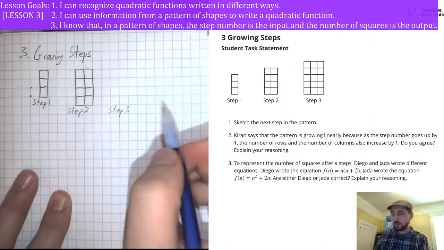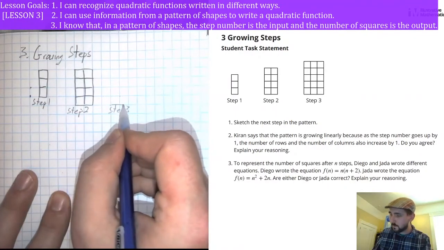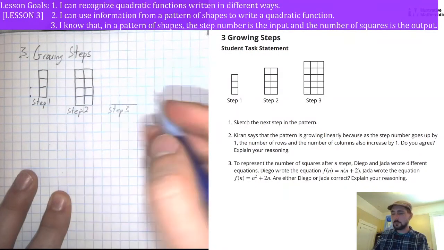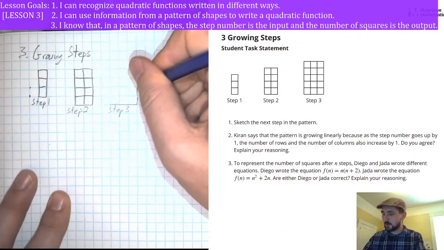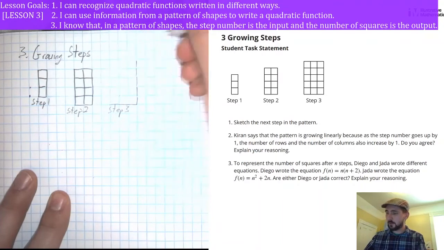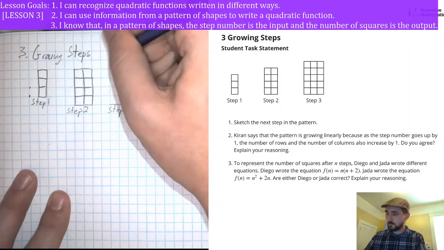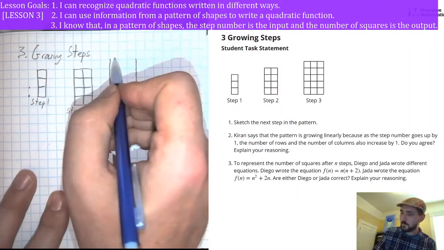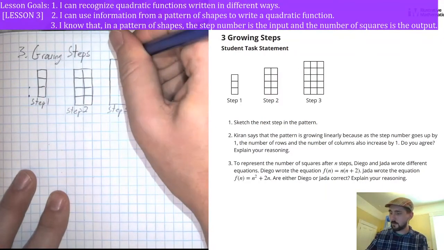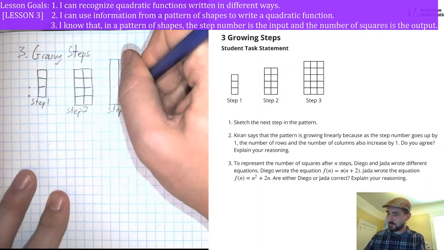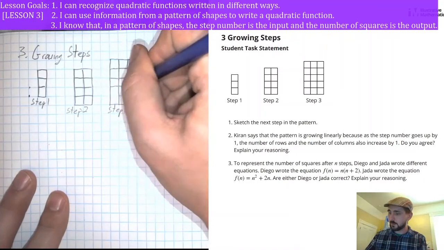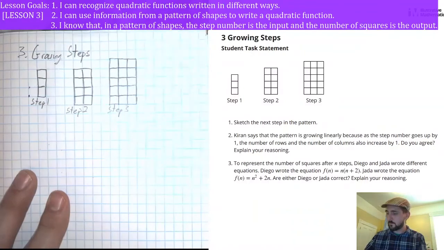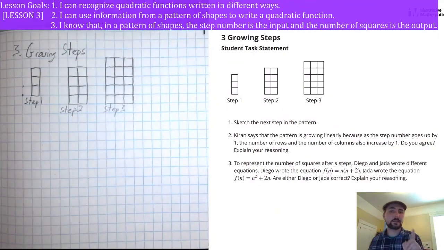Step 3, there's 3 across, and 1, 2, 3, 4, 5 up. Okay, I got an idea about what I think step 4 is going to look like. Alright, if you haven't paused the video, pause it, sketch the next step, and then unpause it, and I'll go over it with you guys.